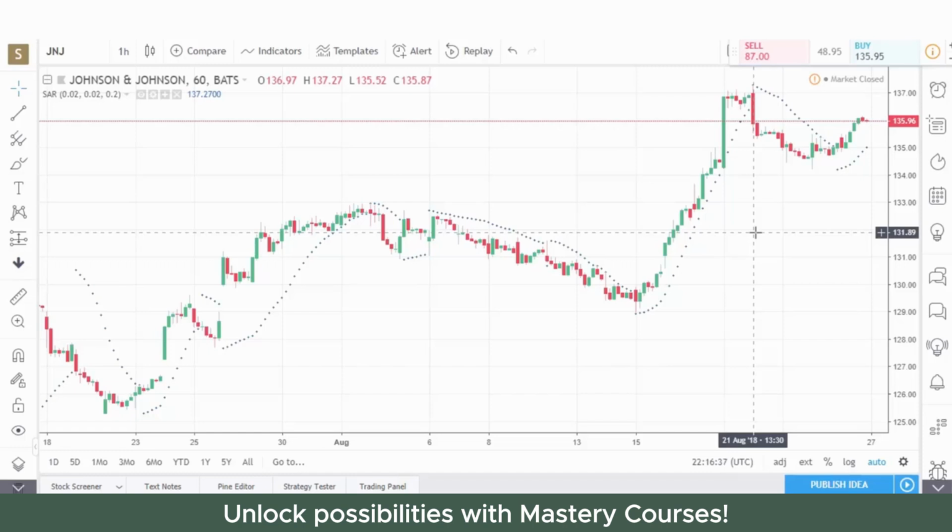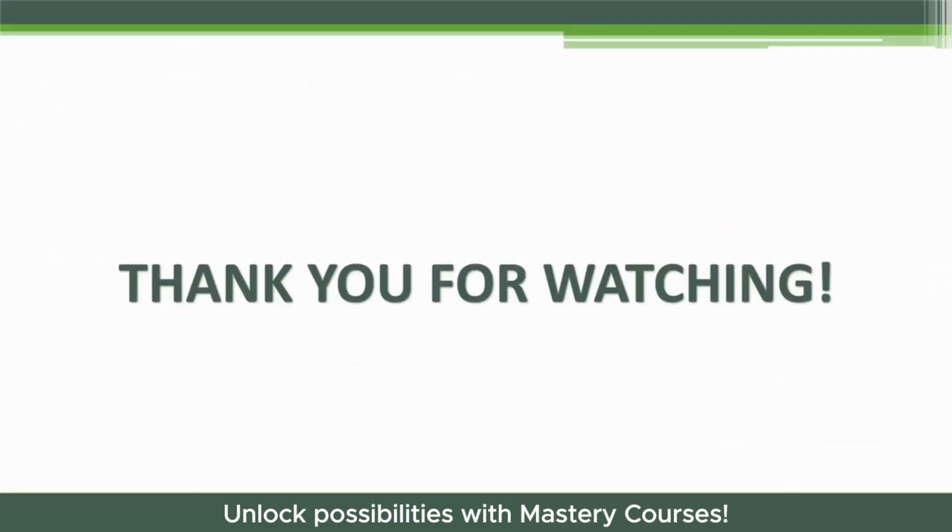So that's the parabolic SAR on an hourly chart. Again, this indicator is best used with a trending stock or market, and is also best used in combination with either candlestick patterns or another indicator. So that covers the parabolic SAR, which is an indicator designed by Welles Wilder, who also designed the relative strength indicator, which we'll be talking about in a couple of videos. The next video will cover the MACD, or Moving Average Convergence Divergence indicator, which happens to be one of my favorite indicators. We'll see you in the next video.